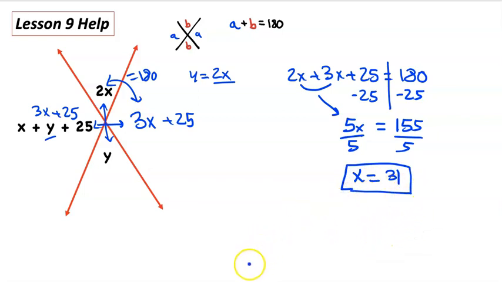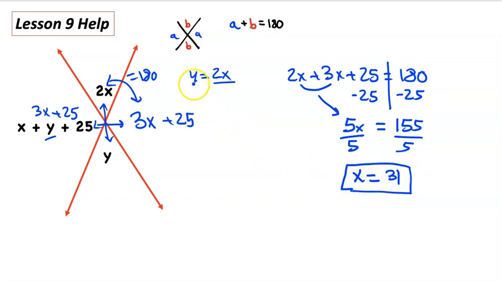Now, these questions could ask anything. They could ask for the x value, they could ask for the y value, they could ask for any of the four angles. So I go ahead and find everything, that way I can answer any question that might come up. Okay, x equals 31. So there's one piece to my puzzle.